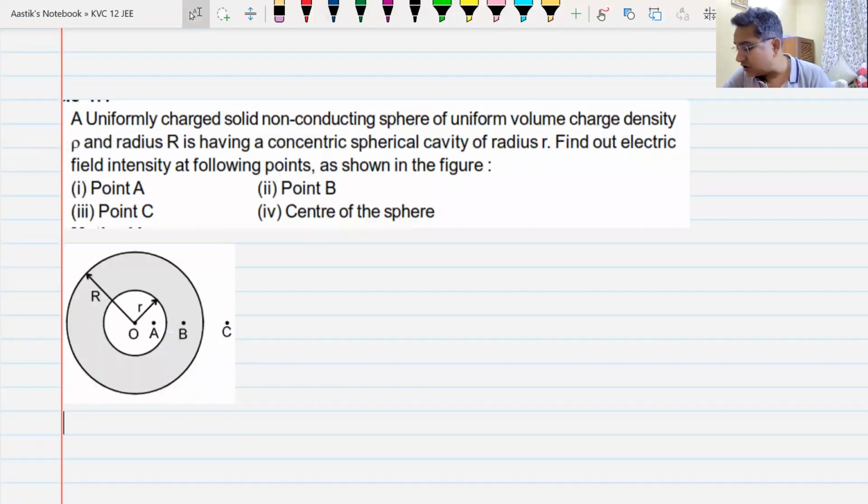A uniformly charged, solid, non-conducting sphere of uniform volume density rho and radius R is having a concentric spherical cavity of radius r. Find out the electric field intensity at the points shown: point A, point B, point C, point D. Whatever it is.